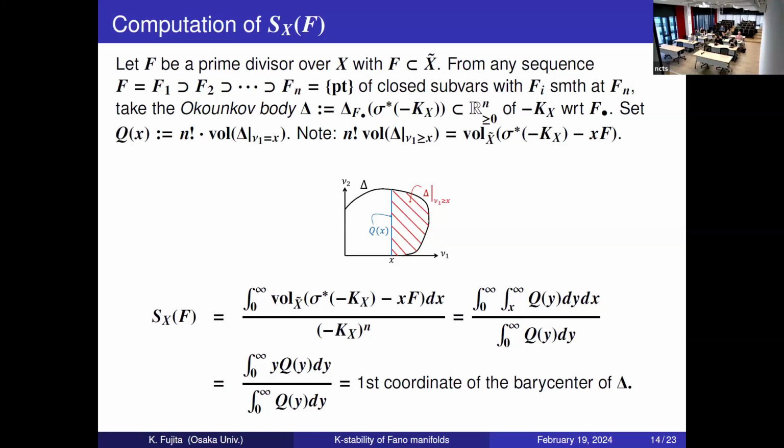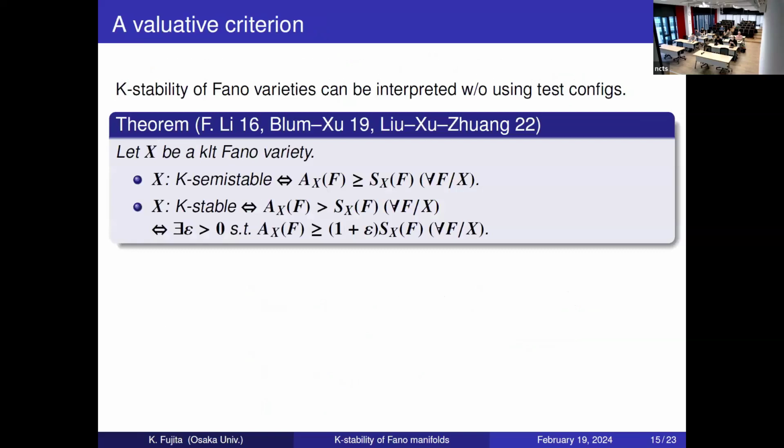Okay. I introduced log discrepancy and this Sx. A valuative criterion is formulated as follows. Let X be a KLT Fano variety. X is K-semistable if and only if A is bigger than or equal to S for every prime divisor over X. And stability is replaced as follows: the equality is changed to strict inequality.